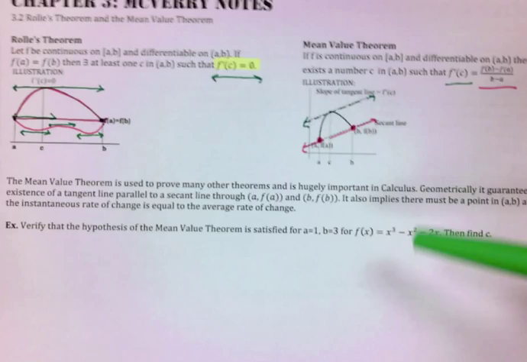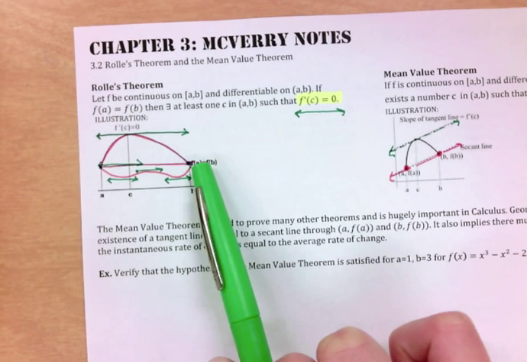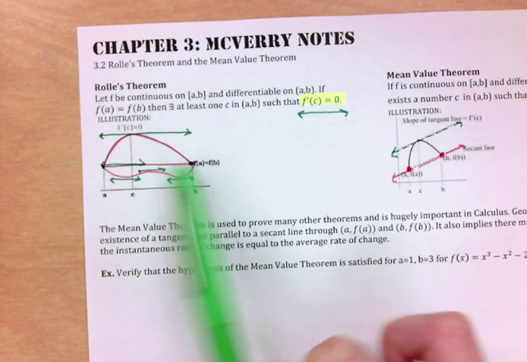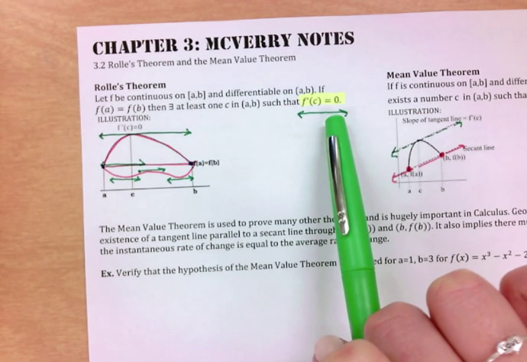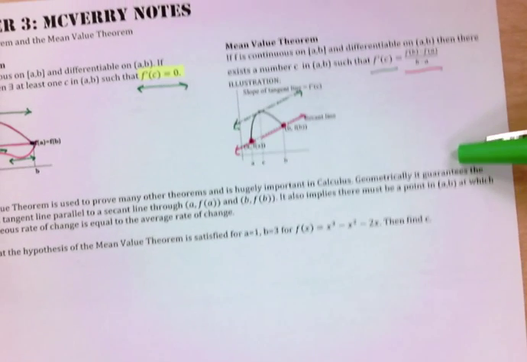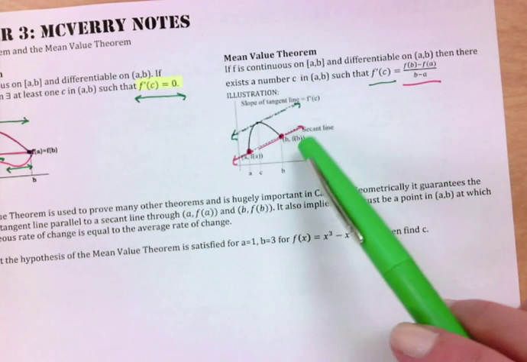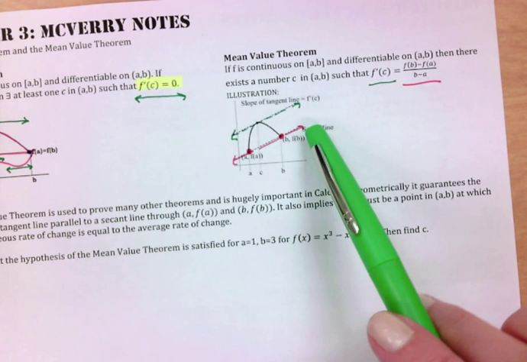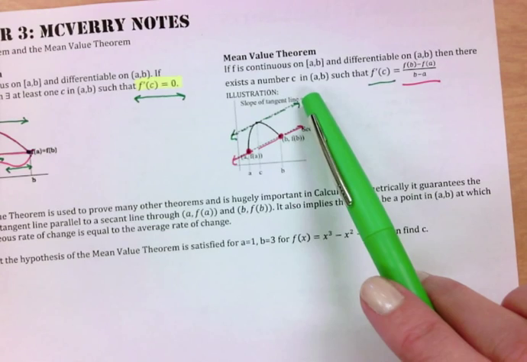All right, so we're going to go through some examples. Remember, Rolle's theorem is where you have these two endpoints, and you're saying if these two endpoints have the same y value, then somewhere you have to have a horizontal tangent line. And then the mean value theorem, it's called mean because mean is the average, right? So that's average rate of change. So your average rate of change is equal to your instantaneous rate of change somewhere.